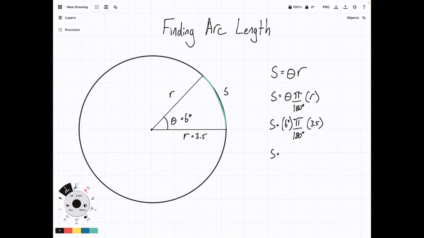We'll start off by dividing 6 by 180 to get pi over 30 times 3.5. And then we can keep our answer in pi, which is going to look like 0.117 pi. Or we can multiply out and get the actual value, which is going to be 0.367.